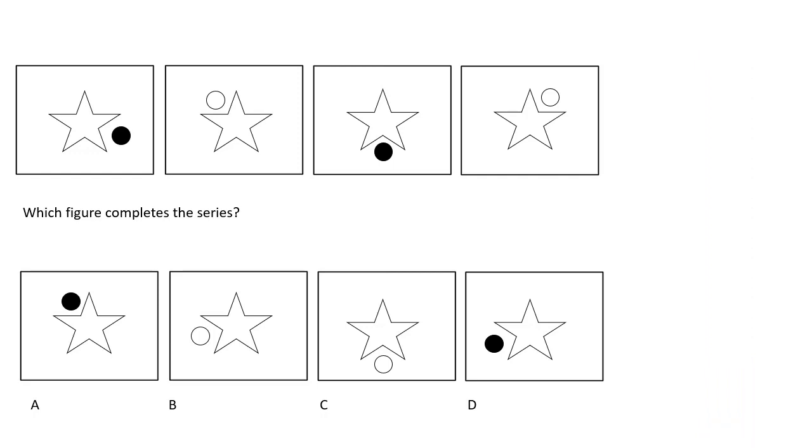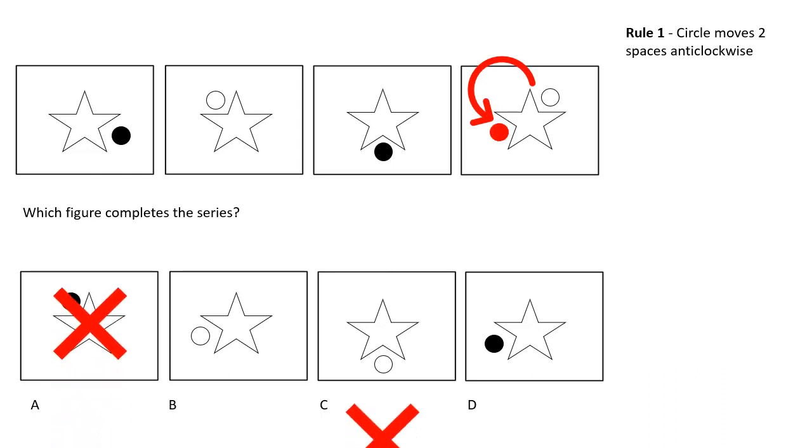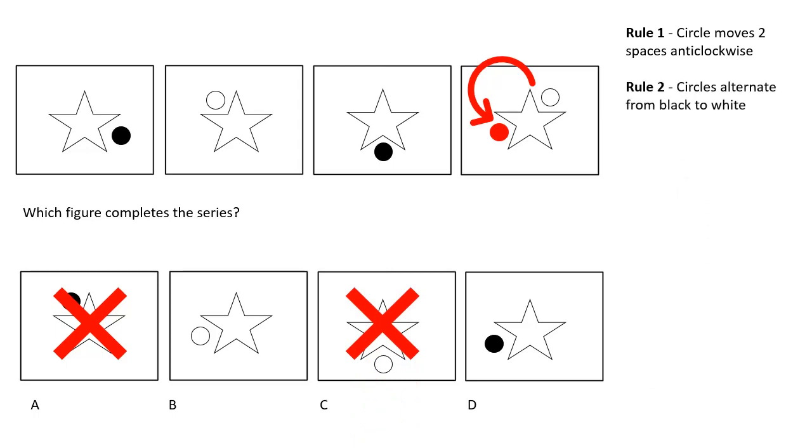Okay, so this question has 2 rules that you need to be able to spot. The first is that the circle moves 2 spaces around the star in an anti-clockwise direction. So we can work out that in the next figure the circle should be here. So we can rule out A and C. The second rule is that the circle alternates between being black and white. So we know that in the next figure the circle should be black, meaning that D is the correct answer.